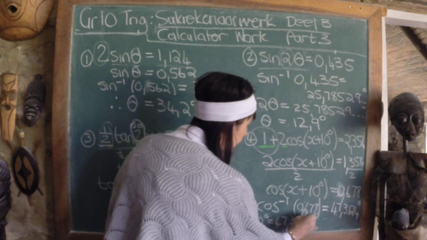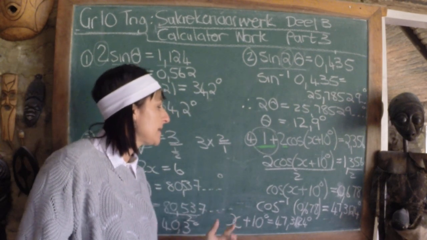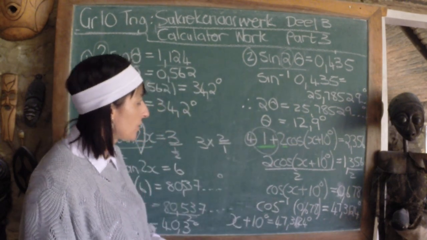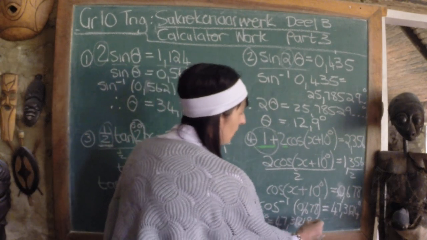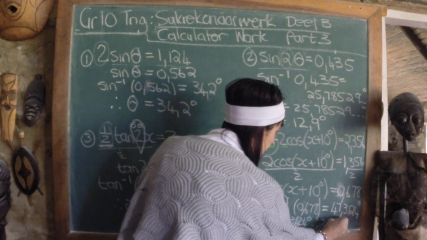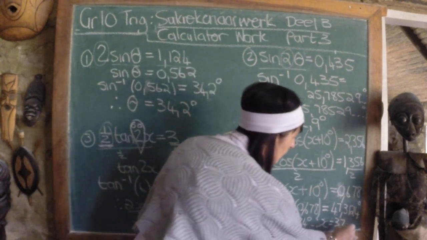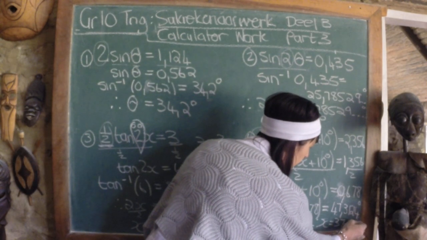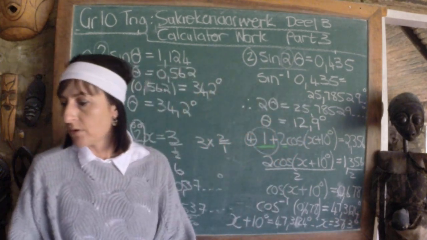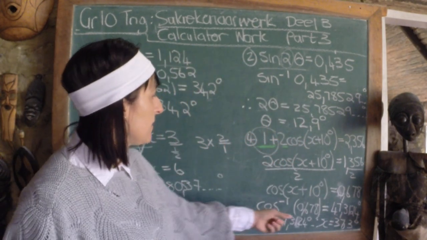And if I now want x alone, then I take the plus 10 over the equals sign, then it becomes minus 10, so therefore x equals 37, and now I'm allowed to round to 1 place, 3 degrees. 37,3 degrees, rounded to one place.